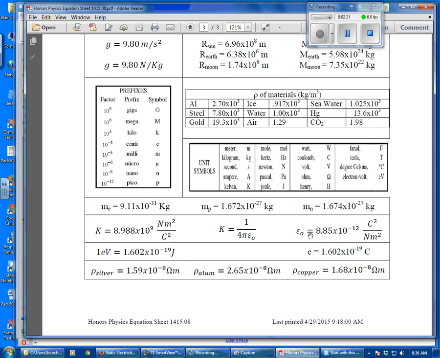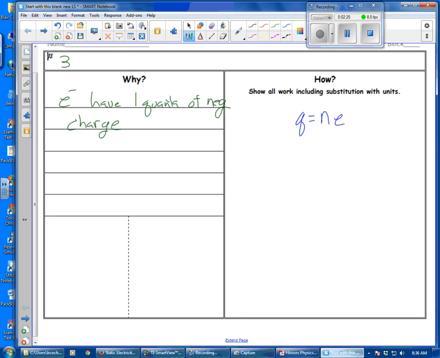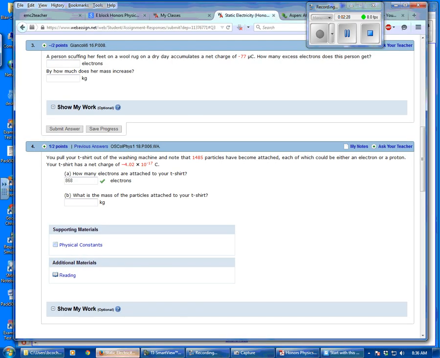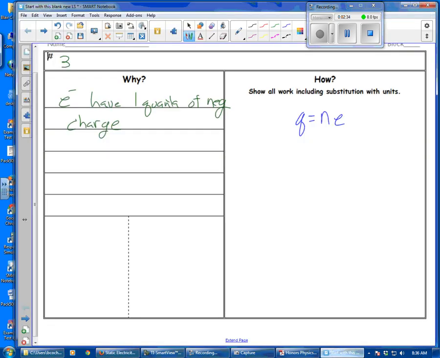So, I'm told I need a total of negative 77 microcoulombs, so I know that's going to be made up of electrons. So I can just use the 77 times 10 to the minus 6 coulombs equals n times 1.602 times 10 to the minus 19th coulombs. I could use negative values for each of those, but I'm really worried about the net charge. Solve for n. And then the second part of the question asks me how much mass.